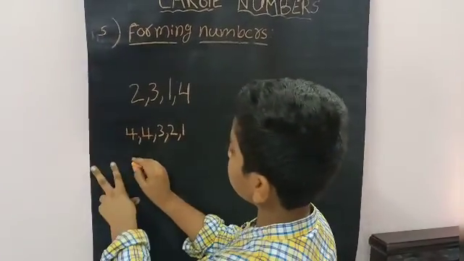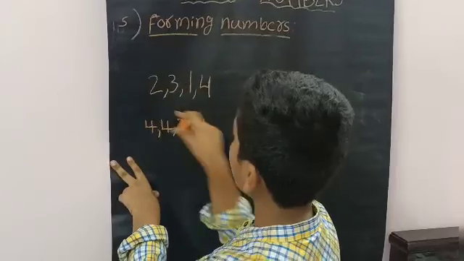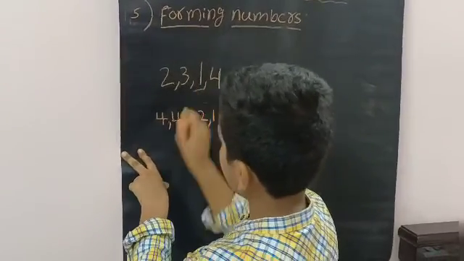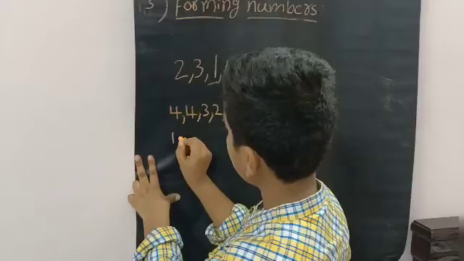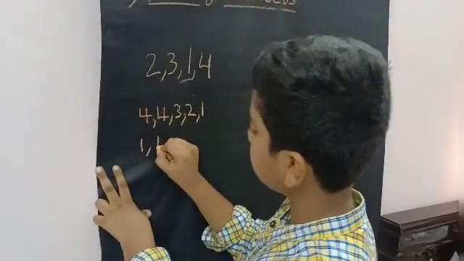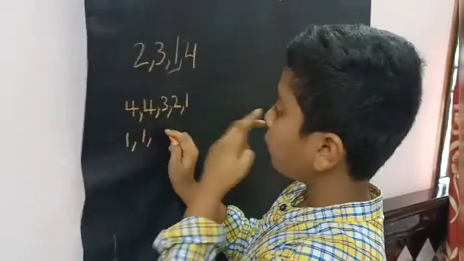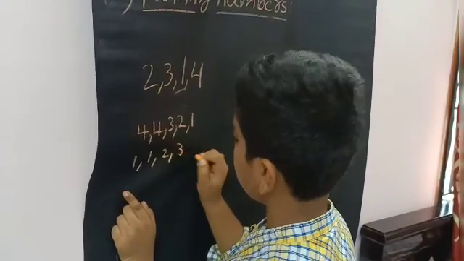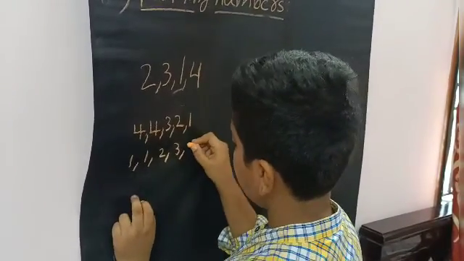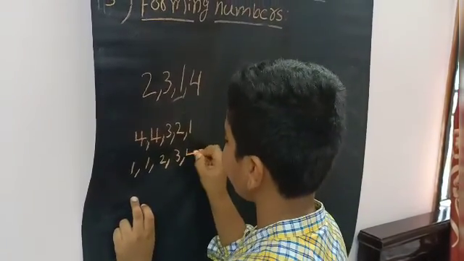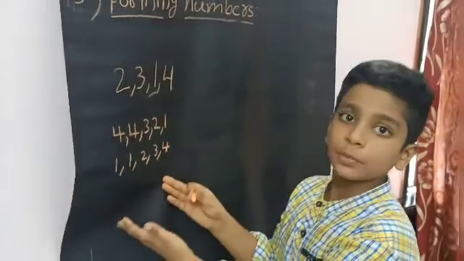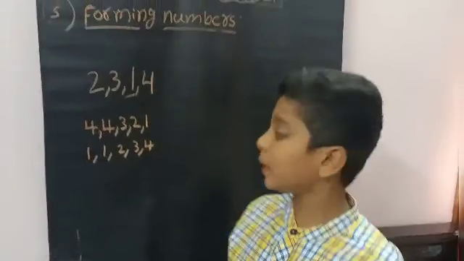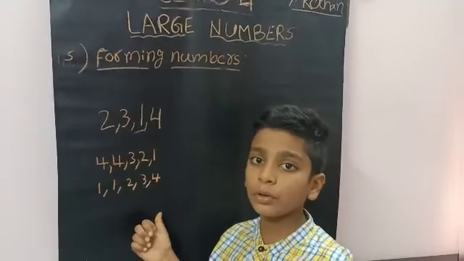Next, smallest. In this, which is the smallest one? Smallest digit? Yes, 1. So 1 and again 1. After that, which is the smallest? 2. After that, 3 and, sorry, 4. So this is the smallest 5-digit number. Did you understand how to do it?